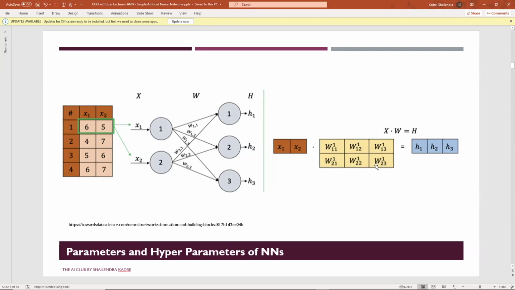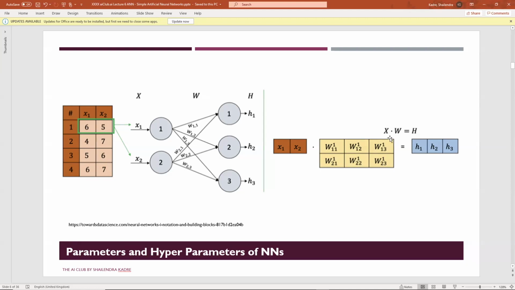So superscript is always showing the number of layer. Input layer we don't count. So first layer means it will be our first hidden layer. Two inputs are there. So inputs are again shown as a vector x1, x2. And output from each neuron is denoted as h1, h2, h3, collectively shown on the right hand side, that is denoted by capital H. So capital H is nothing but a vector of h1, h2, h3, 3 elements.